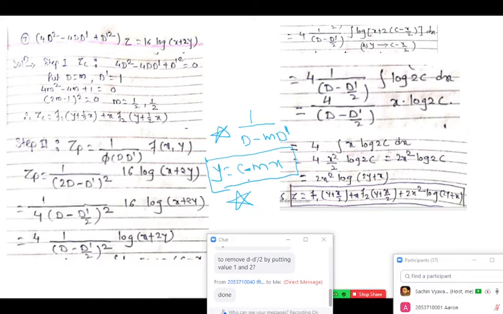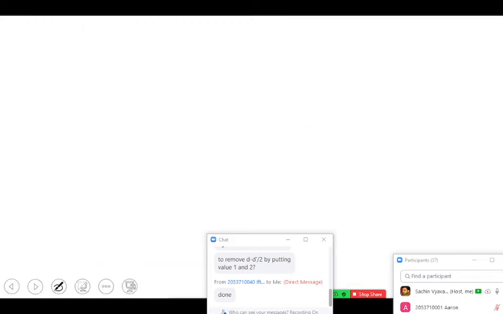Done? Can we move to the next question then? Yes. So the question is on the screen. The question is r minus 4s plus 4t is equal to e raised to 2x plus 1. So at least calculate the CF.